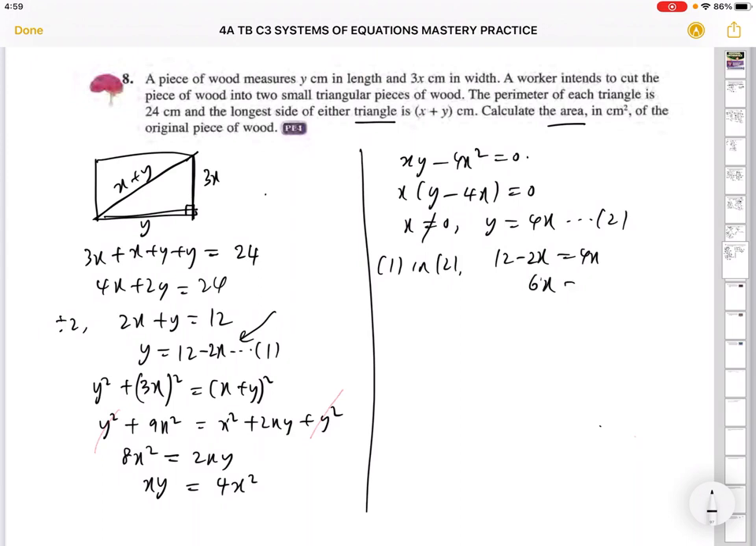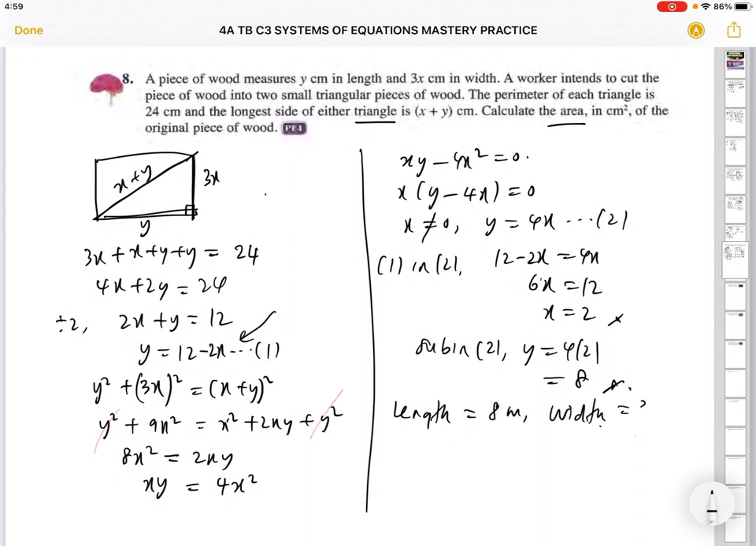When I substitute into any equation, say equation 2, y is 4 times 2, which is 8. Okay, but we're not done yet. We're supposed to find the area of the original piece of wood. Now we know the length is y, which is 8. The width is 3x, 3 times 2, which is 6. So your area is 8 by 6, which is 48 square meters.